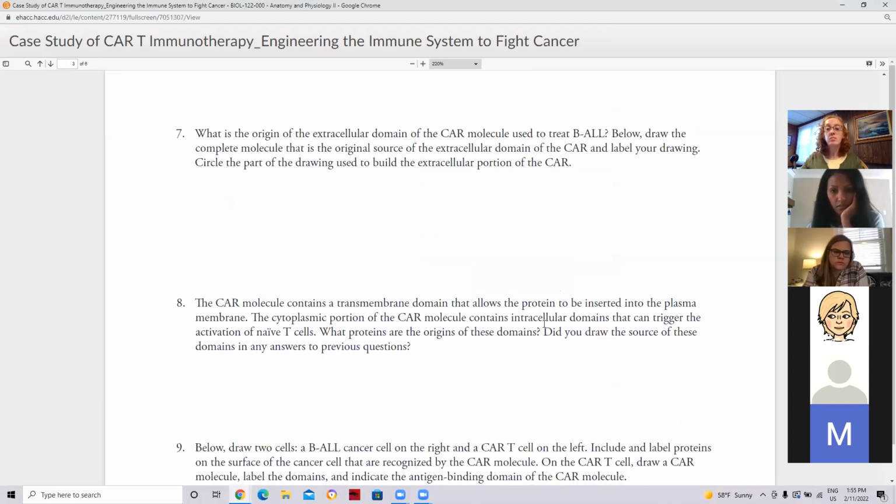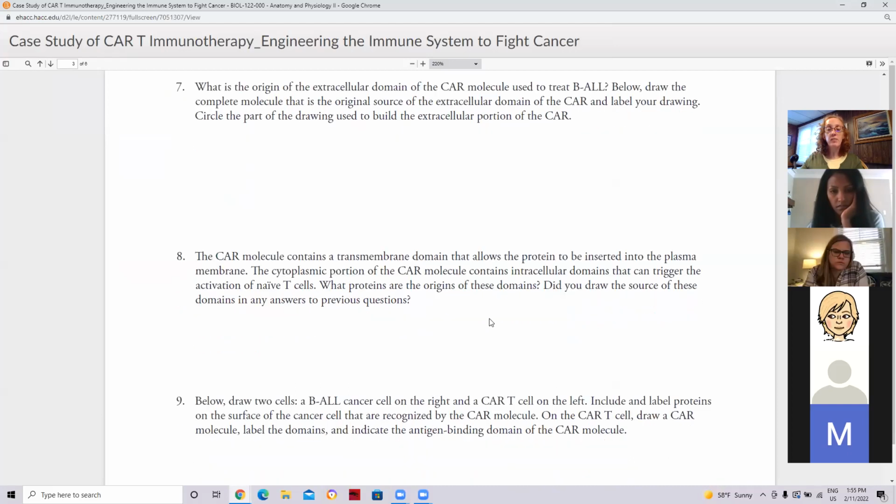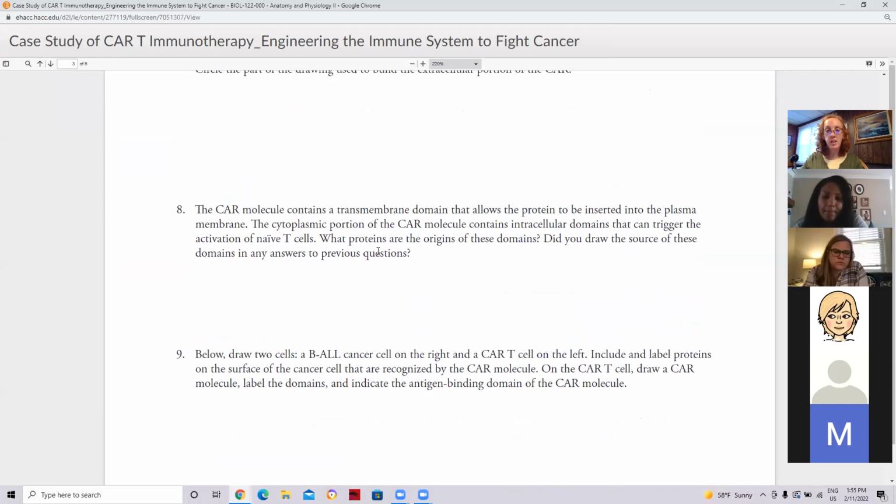Transmembrane domain that allows it to be inserted. The CAR molecule contains a transmembrane domain that allows it to be inserted into the plasma membrane. The cytoplasmic portion contains intracellular domains that can trigger the activation of naive T cells. What proteins are the origins of these domains? Bear with me just for a second here. You guys skip this question. We're not going to worry about the number 8.